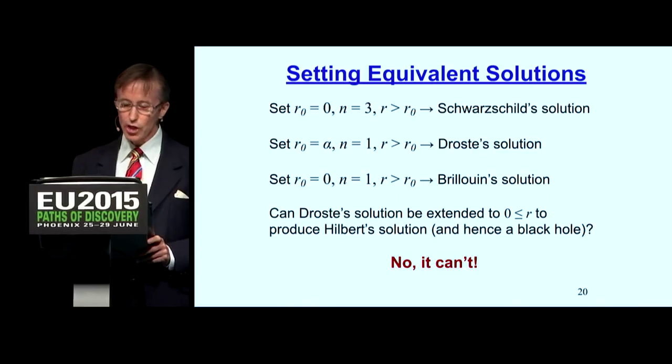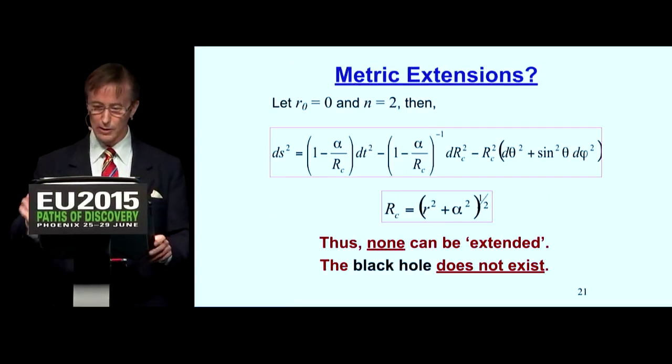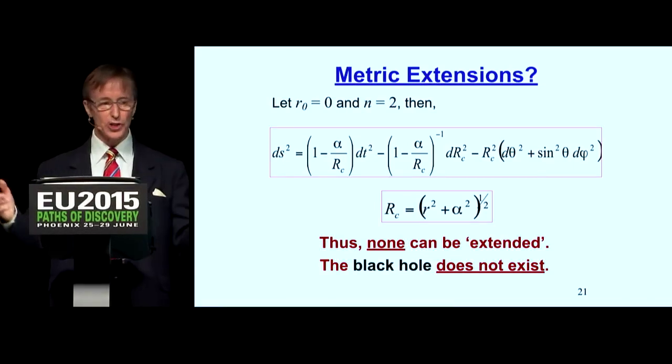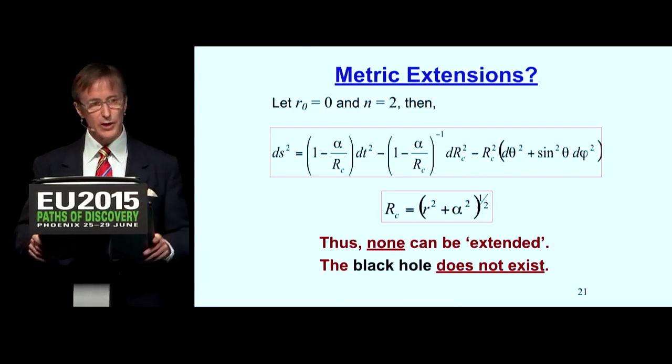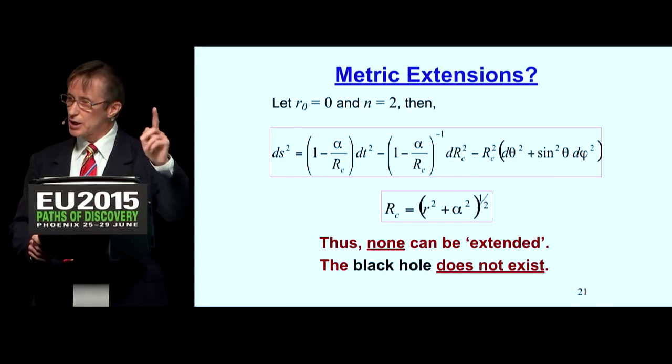So the question is, can Droste's solution be extended down to naught to get Hilbert's solution and generate a black hole? Now we talk about metric extensions. Now, I'm going to show you here, if you couldn't see that you can't do that, let's take a specific example. Let r naught equal 0 in that equation for RC, and let n equal 2.